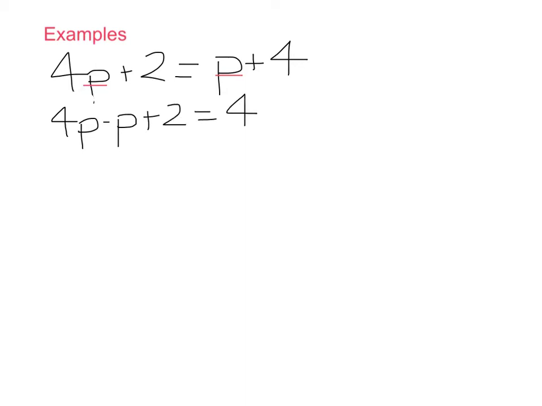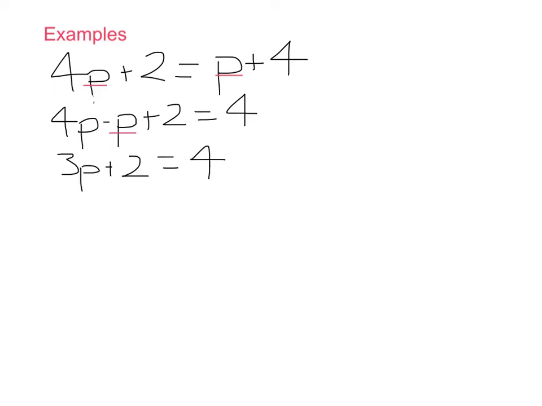When you see a p like this, that represents 1p. We just don't write the 1 in front of it. Just like sometimes we may have one orange, but when people ask what you've got in your lunchbox today, you don't say I have one orange, you just say I have an orange. So in equations we don't say 1p, we just write p, but it does represent 1p. So 4p minus 1p is 3p, plus 2 equals 4.